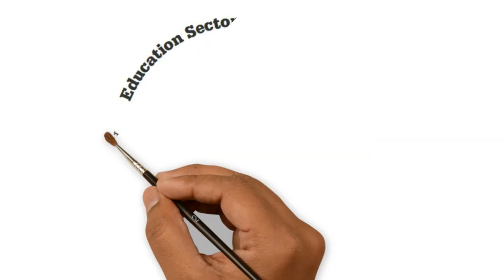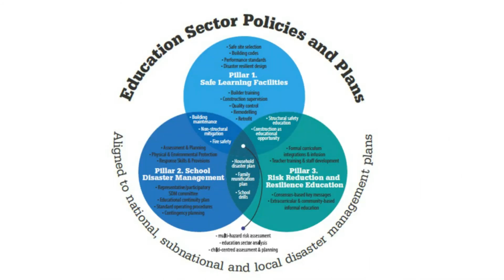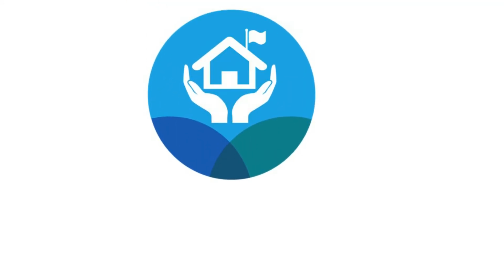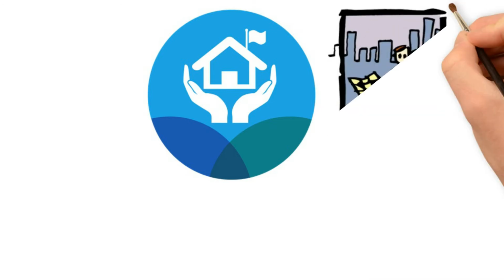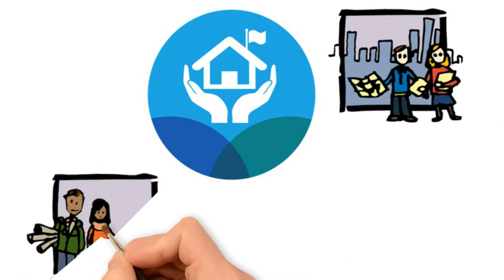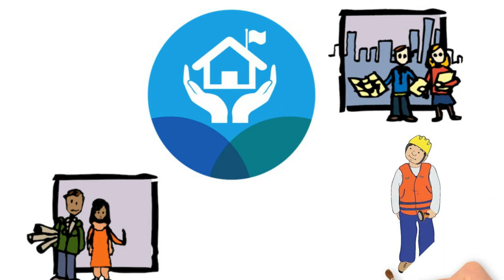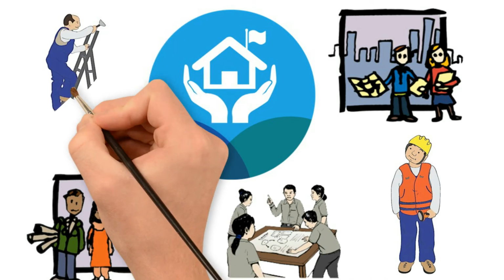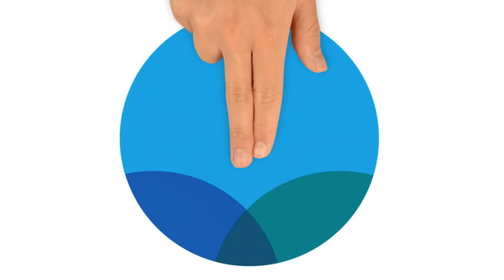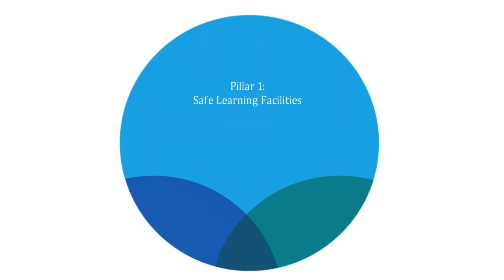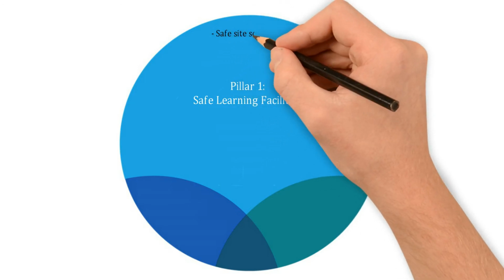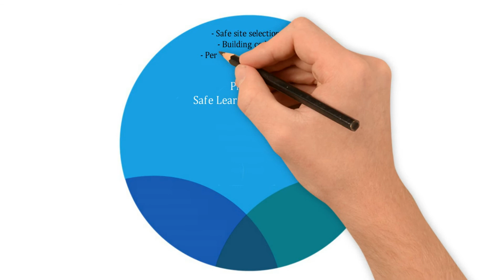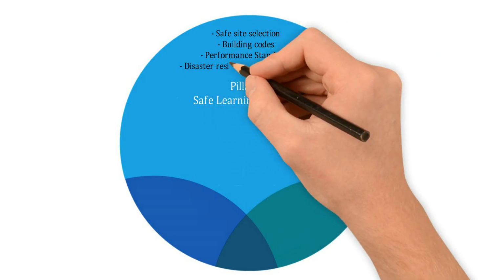You can see that there are 3 pillars and that there is significant content in each one. For Pillar 1, safe learning facilities and safe access, the key actors are education and planning authorities, architects, engineers, builders, and school community members who make decisions about safe site selection, design, construction, and maintenance.